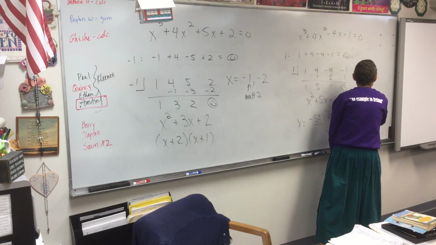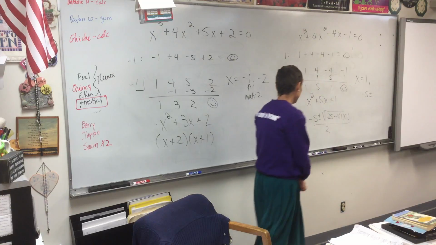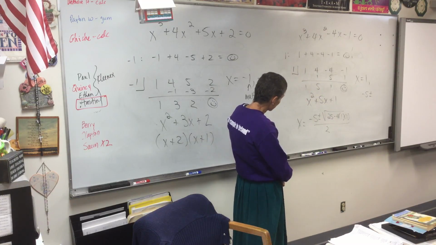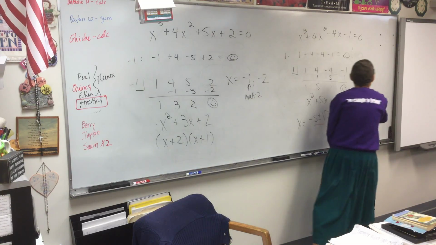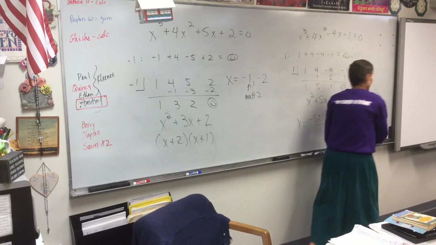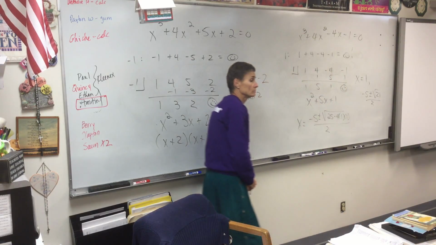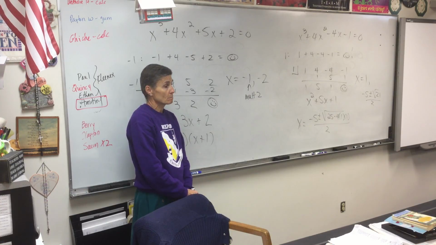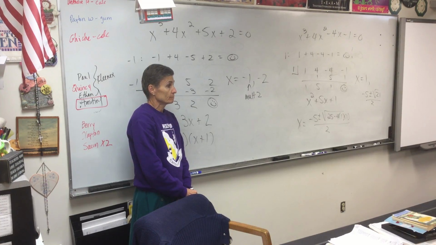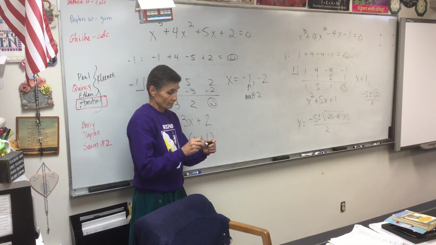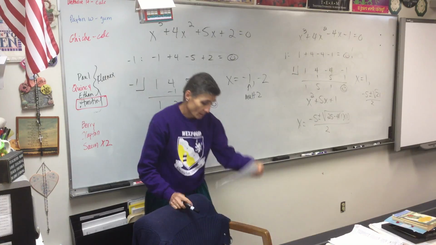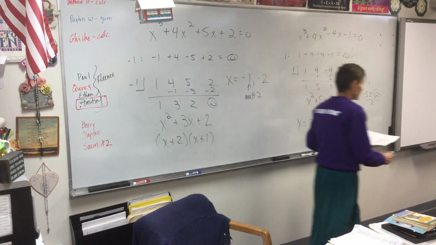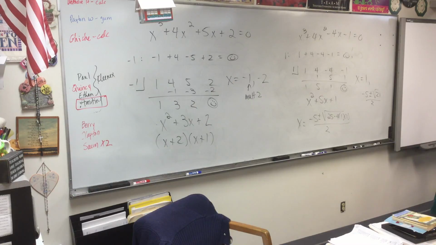So the other 2 answers will be -5 plus or minus root 21 over 2. Everybody good with that? All right, now we're ready for number 10, which is a sketch.